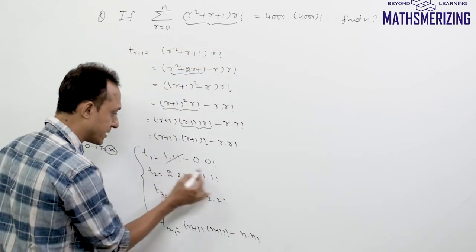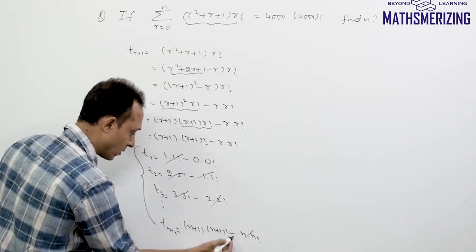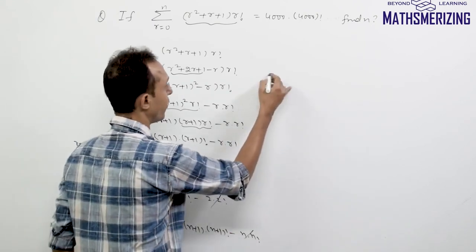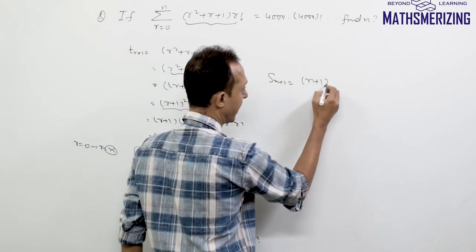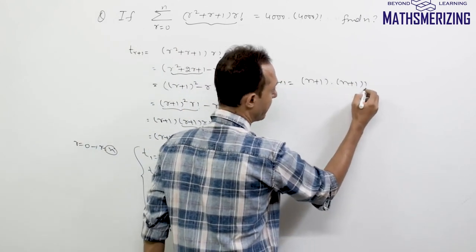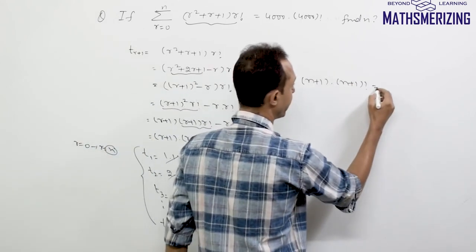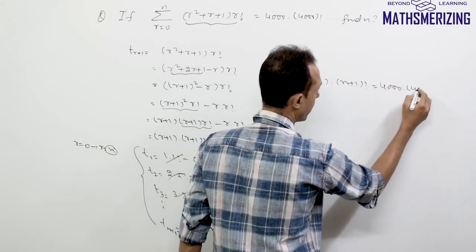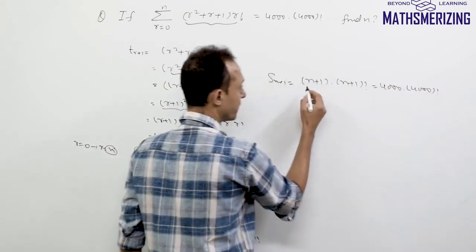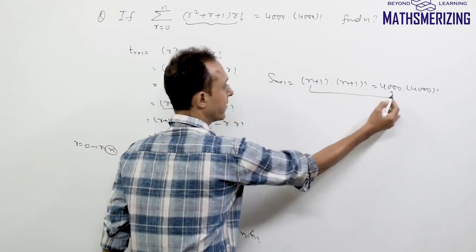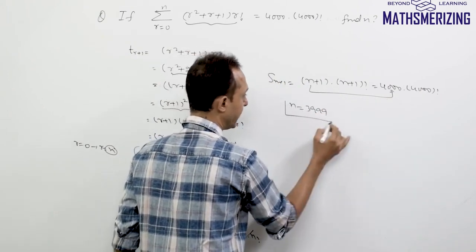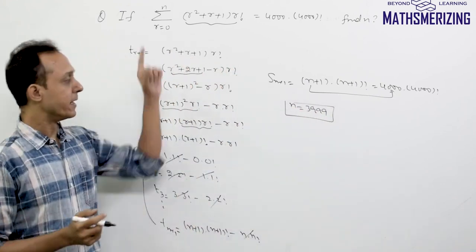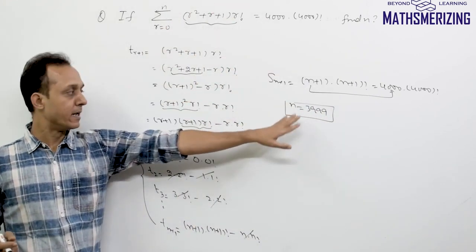Now if I add all these terms, I'll get the value of this summation. So if I add them, these terms will get cancelled. What I'm left with is the sum of all these n plus 1 terms, which will simply be n plus 1 into n plus 1 factorial, and it is given as 4000 into 4000 factorial. So if I compare, I can simply write the value of n should be 3999. So answering this question, the value of n should be 3999.